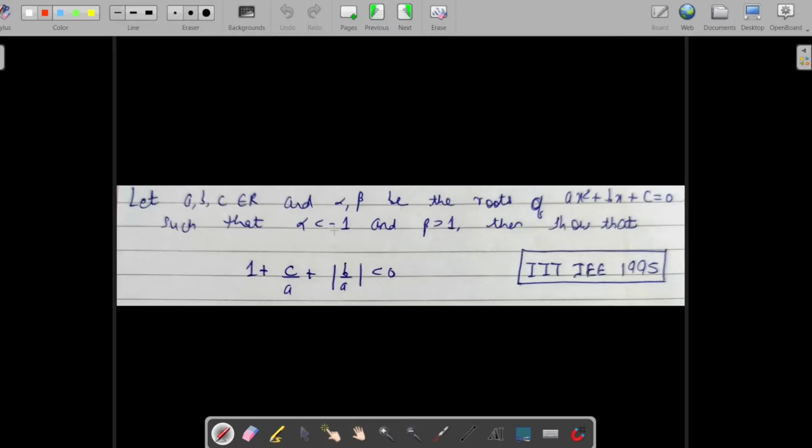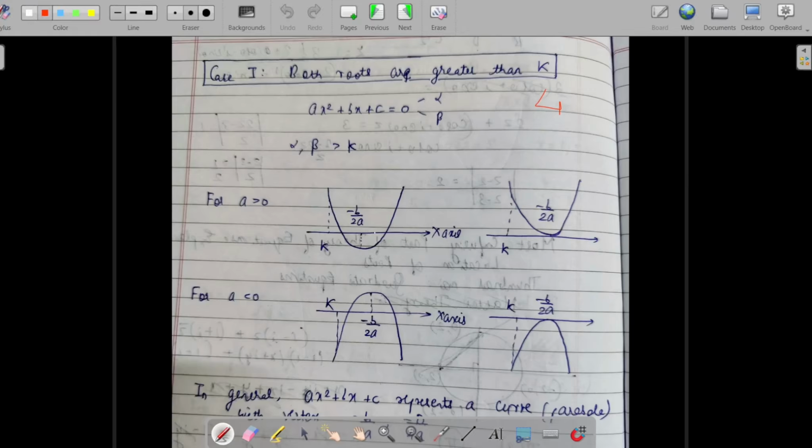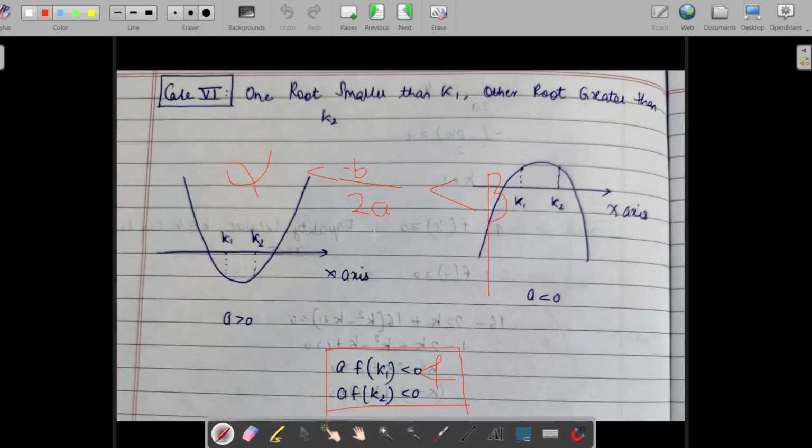Now here we have one root greater than k2 and one root less than k1. This is the same case which we discussed in this video, and the question is based on that very case. So in this case, k1 is minus 1 and k2 is 1. One root is less than minus 1 and the other root is greater than 1. So simply a into f of k1, or a into f of minus 1, is less than 0, and intersection a into f of k2, or a into f of 1, is less than 0.